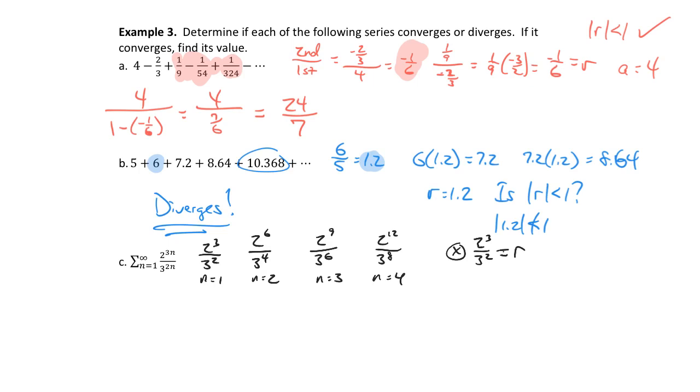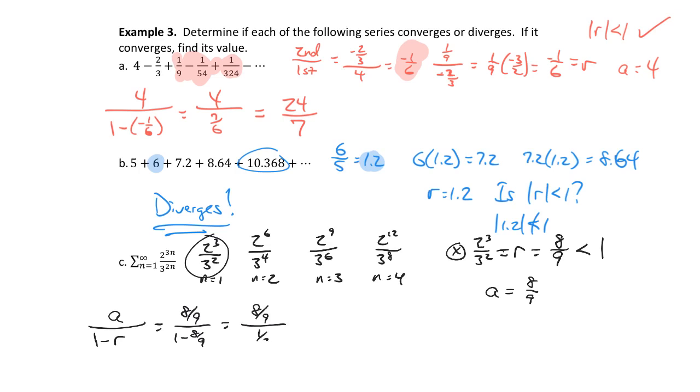Is this less than 1? I don't know. That would be 8/9, and that's less than 1 even when I throw the absolute values on it. So it will converge. We need to know the first term. Our first term is a, which is 2 cubed over 3 squared. Hey, that looks familiar. It's 8/9. And so a over 1 minus r is 8/9 divided by 1 minus 8/9, which is 8/9 divided by 1/9, which turns out to be 8. This sum will be equal to 8. Interesting.